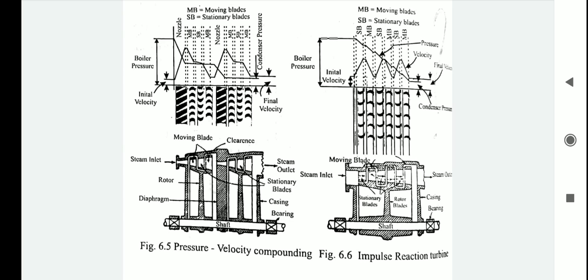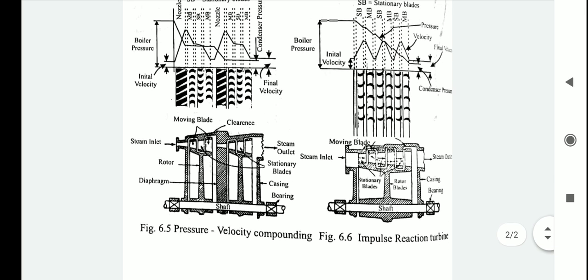In this method, the high rotor speeds are reduced without sacrificing efficiency or output. The pressure drop from the chest pressure to the condenser pressure occurs in two stages. This type of arrangement is popular due to its simple construction as compared to the pressure compounding steam turbine. The pressure velocity compounding arrangement for two stages is shown in figure 6.5.